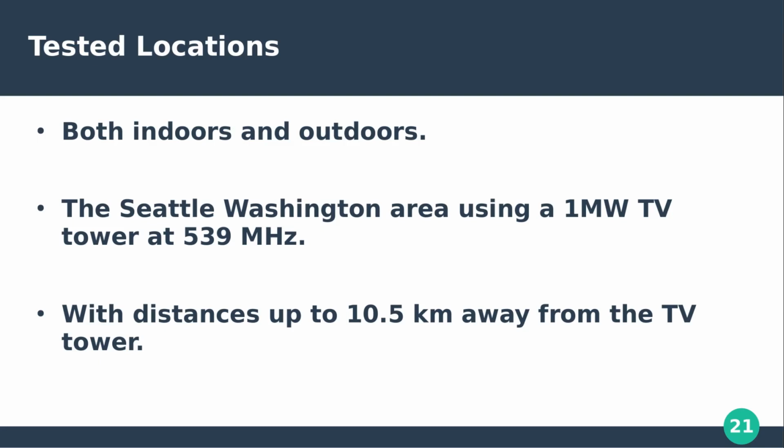Now, let's talk about some of the tested locations they did with their prototype. They tested it in both indoor and outdoor settings, and this was in the Seattle, Washington area, which, in case no one has been there, is a very urbanly dense area. And they are using or borrowing a 1 megawatt TV tower that is transmitting at 539 megahertz. I say borrowing because they're not actually owning the TV tower, they're just using the signal from the TV tower. And this was tested with distances up to 10.5 kilometers away from the actual TV tower.